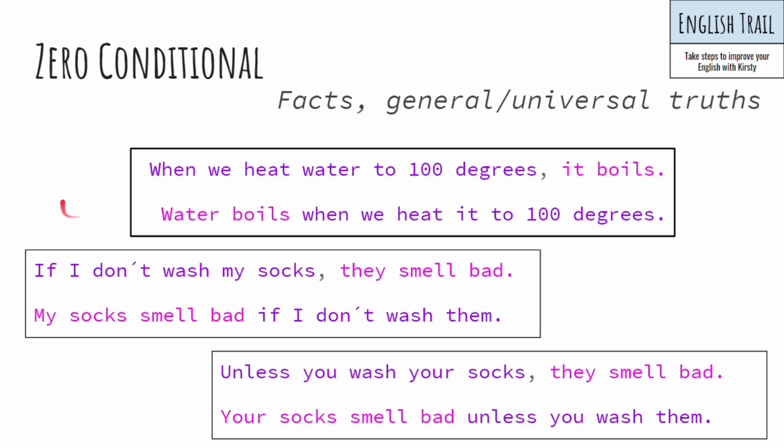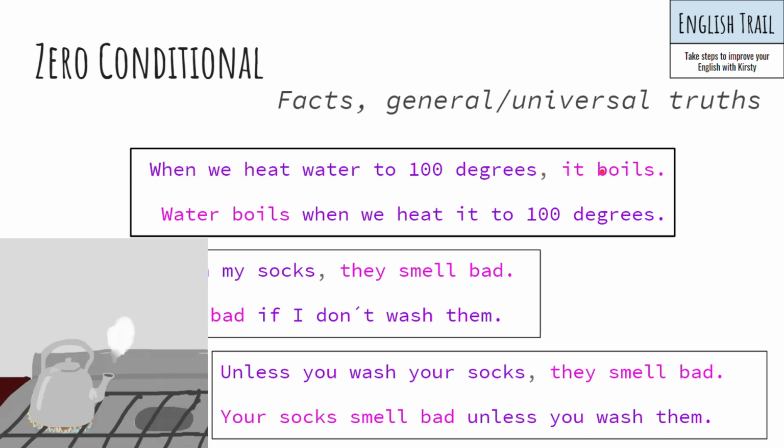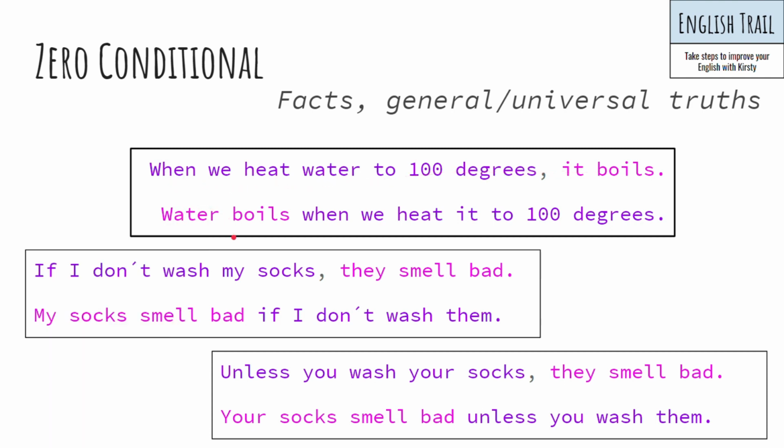A scientific type 1. When we heat water to 100 degrees, it boils. Or alternatively, water boils when we heat it to 100 degrees. Notice that we lose the comma if we change the order of the clauses. So this is generally true. It's scientific. It's a universal truth. Yeah? Now here's another example.